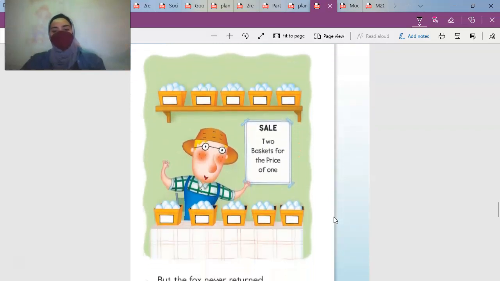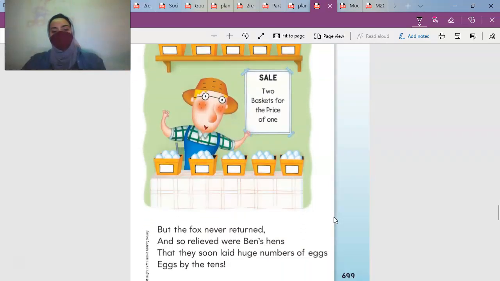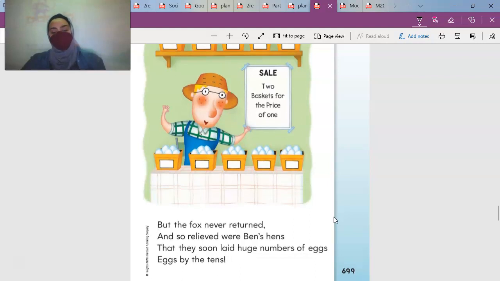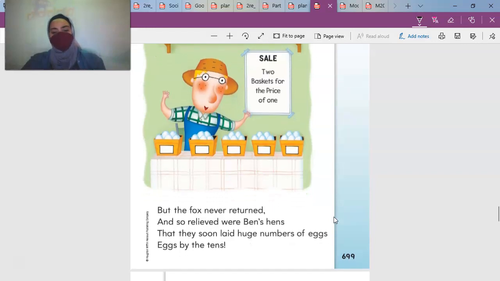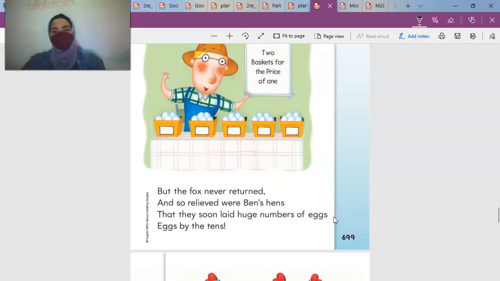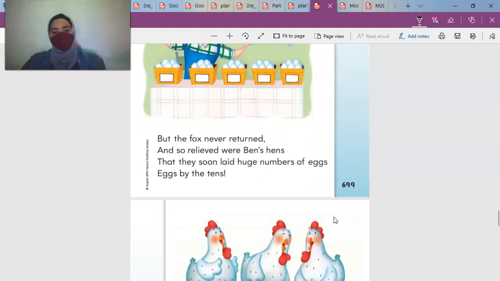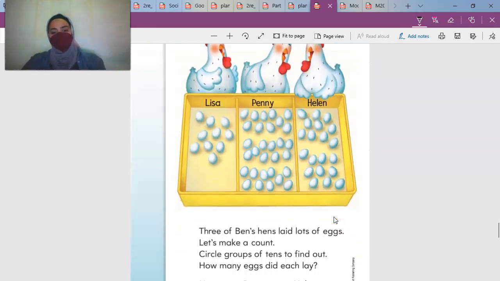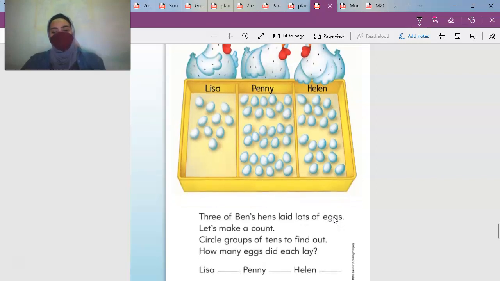Sale, 2 baskets for the price of 1. But the fox never returned. And so relieved were Ben's hens that they soon laid huge numbers of eggs. They had eggs by the 10. 3 of Ben's hens laid lots of eggs. Let's make a count. Circle groups of 10 to find out how many eggs each laid.